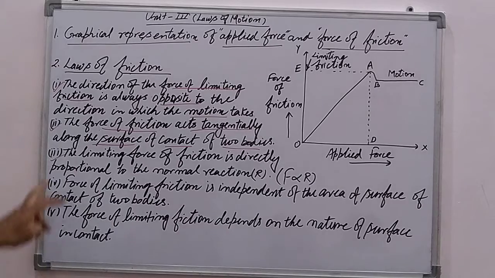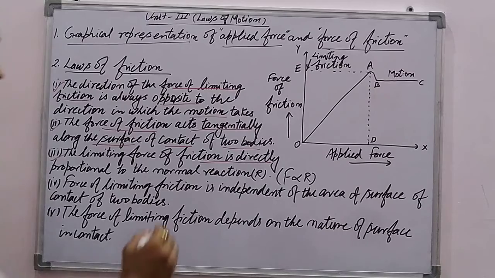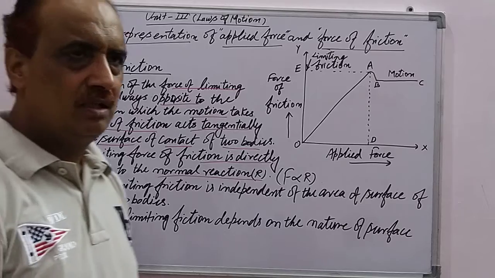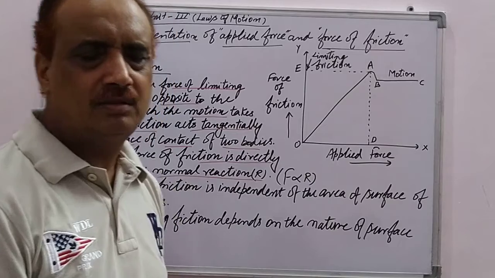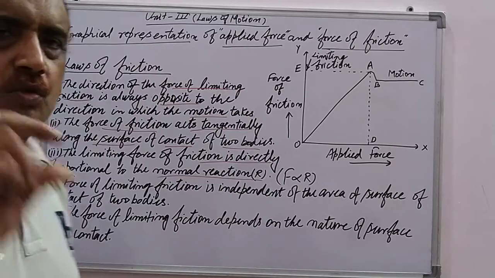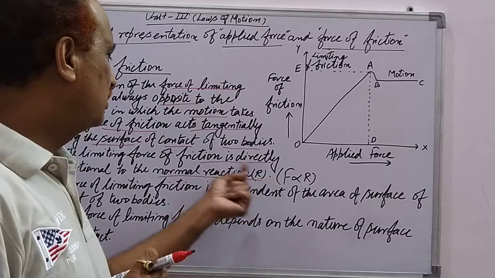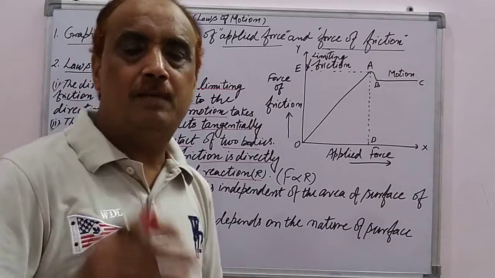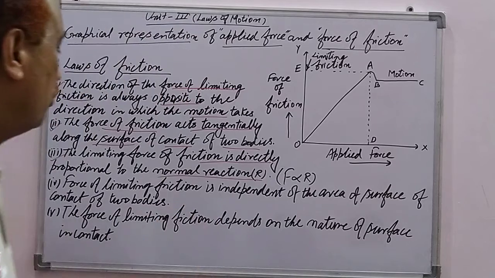Now law of friction number 3: the limiting force of friction is always directly proportional to the normal reaction. When the force of friction is acting, the weight of the body is acting in the downward direction, towards the center of the earth. Just opposite to that, a normal reaction is acting. The magnitude of the normal reaction and the applied force, that is the force of friction here, are counterbalanced. So the limiting force of friction is directly proportional to the normal reaction acting on the body in the upward direction.